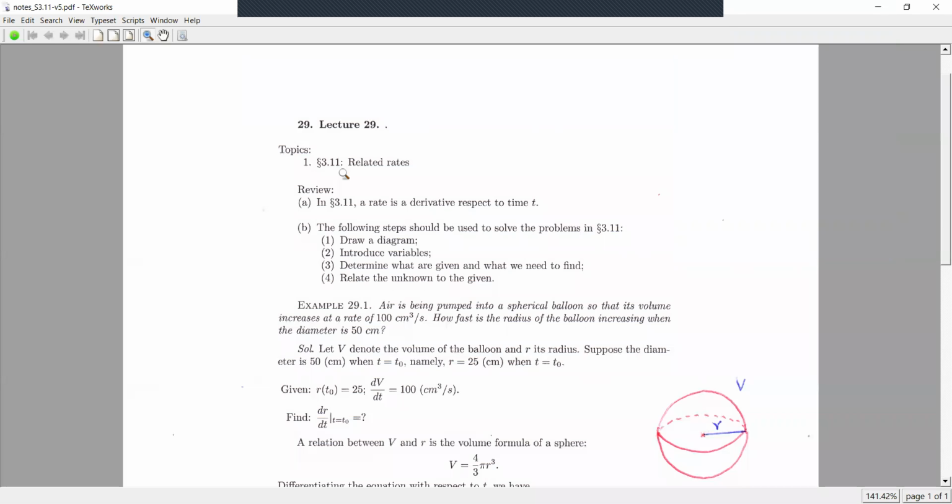Section 3.11 again, relative rates. Today, I want to show you more examples about this topic.